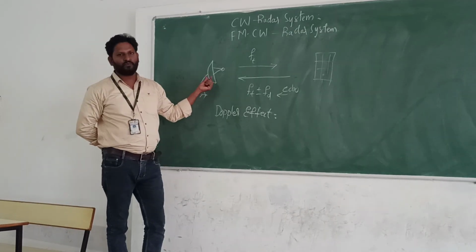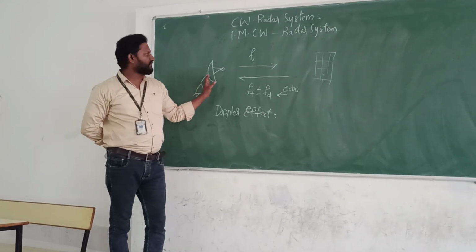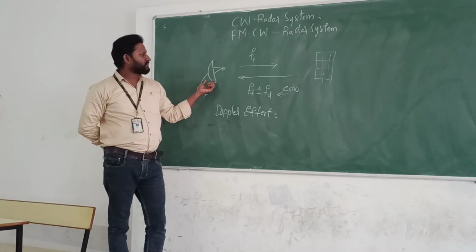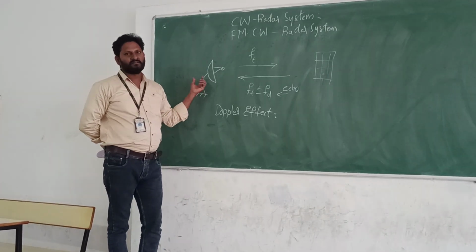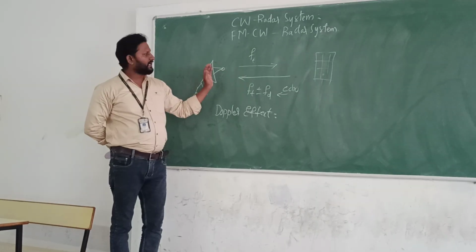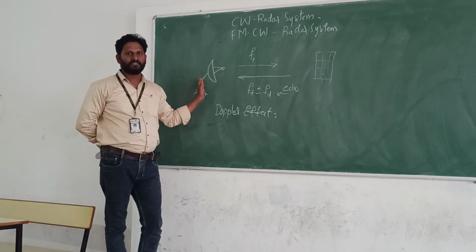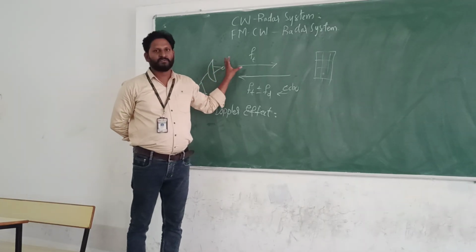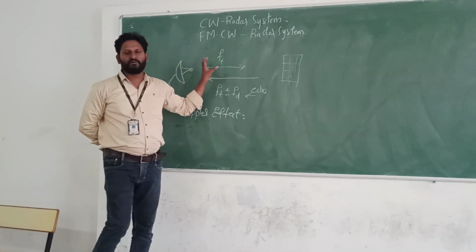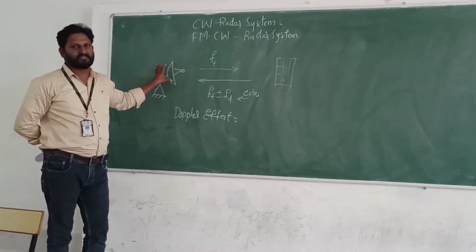Here we are using only a single antenna. This is used for transmitting as well as receiving. So this antenna is connected to the duplexer, which allows it to transmit the signal at one time and receive the signal at another time. That is the use of the duplexer. If you want to use two antennas, there is no need to install a duplexer.